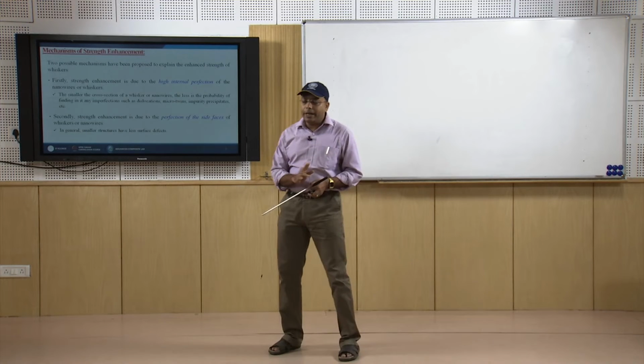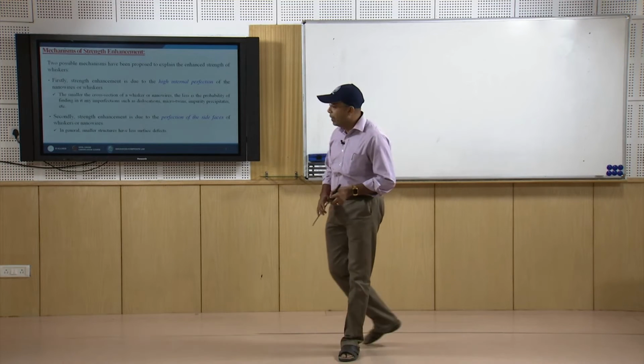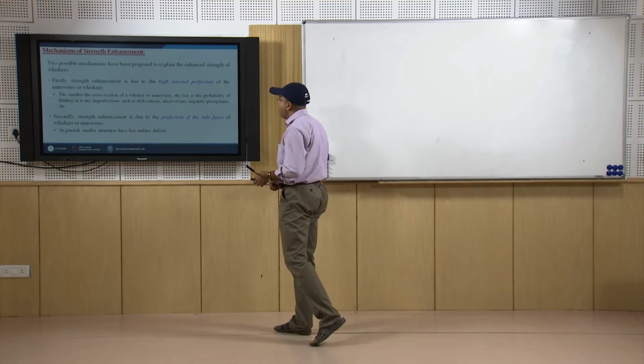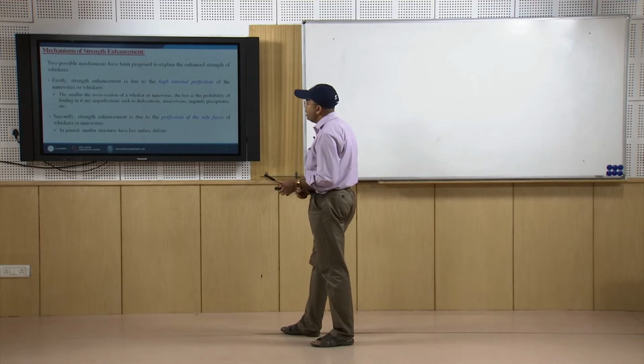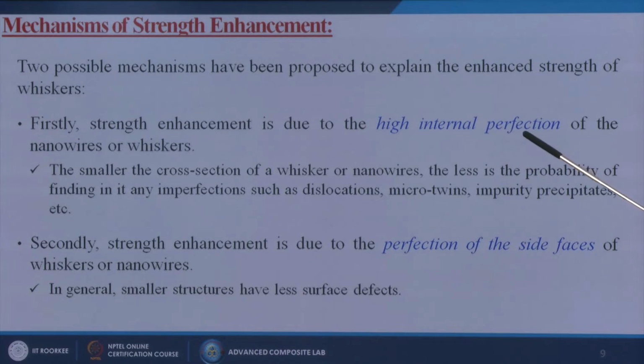Then mechanism of the strength enhancement: two possible mechanisms are available. Depending upon that, there are two schools, those who are thinking of these two different mechanisms. So, two possible mechanisms have been proposed to explain the enhanced strength of whiskers. Firstly, strength enhancement is due to the high internal perfection of the nanowires or whiskers. So, this is one vital parameter, high internal perfection.